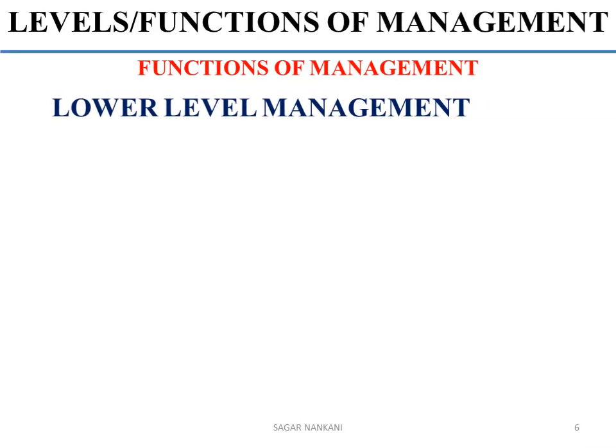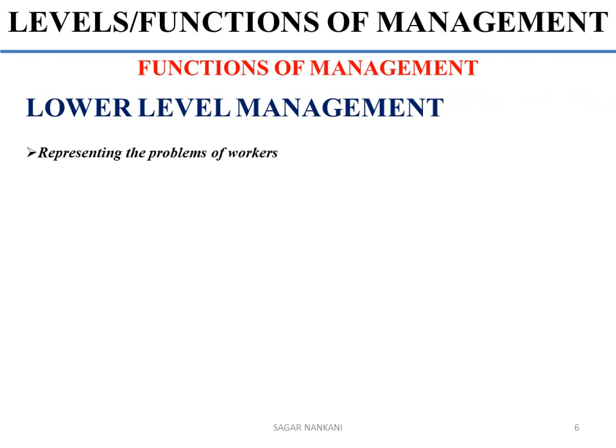Now let's look at the functions of lower level management. The first function of lower level management is representing the problems of workers. All these problems of workers are represented by lower level management before the middle level management. The lower level managers are directly linked with subordinates, so they are the right person to understand the problems and grievances of subordinates. They pass on these problems to middle level management.